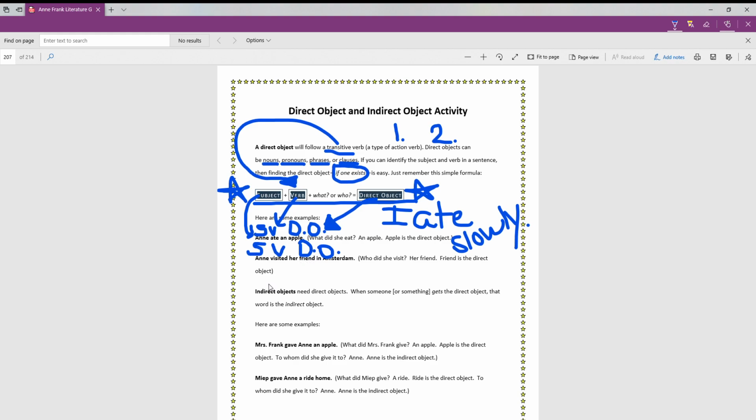Okay. Now, indirect objects, I'm going to go ahead and circle that because that's the second part of our lesson. So go ahead and write this down. Indirect objects need direct objects. An indirect object must have a direct object. It can't be by itself. So when the someone or something gets the direct object, that word is the indirect object. And I know that probably sounds like gibberish, so let's look at some examples.